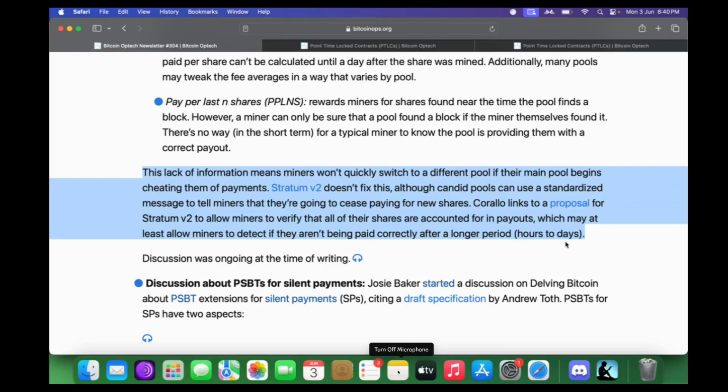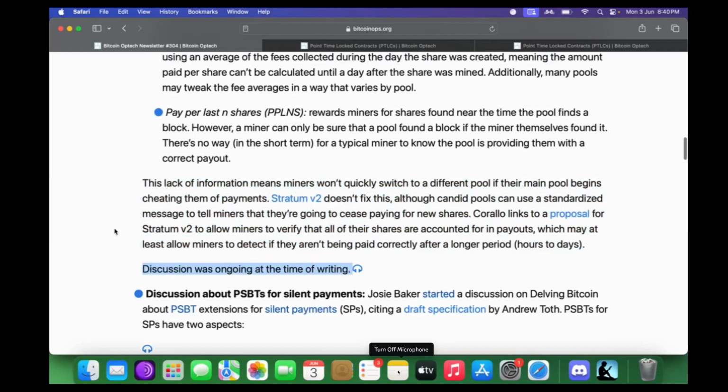Corallo links to a proposal for Stratum V2 to allow miners to verify that all of their shares are accounted for in payouts, which may at least allow miners to detect if they aren't being paid correctly after a longer period than today's. Discussion was ongoing at the time of writing.